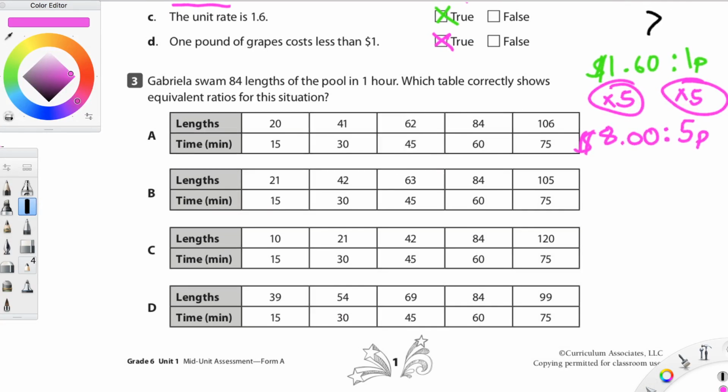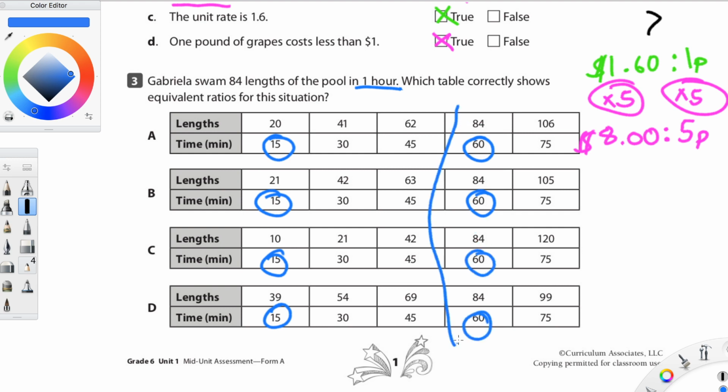Now, let's go to our next problem. For this one, it says Gabriela swam 84 lengths of the pool in 1 hour. So we got our ratio, 84 lengths in 1 hour. Which table correctly shows equivalent ratios for this situation? Oh, man. Look, they try to trick you by putting 15 minutes. But we know that the 1 hour is 60 minutes. So we're looking at this one. Let's see. 60 to 84. Yep, they all have the same one, meaning they all have 84 on the top. So 84 to 60, that ratio is correct.